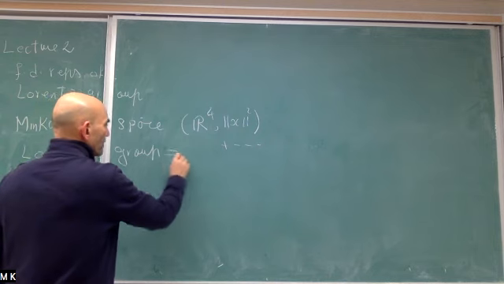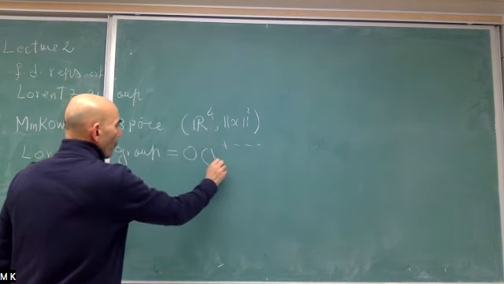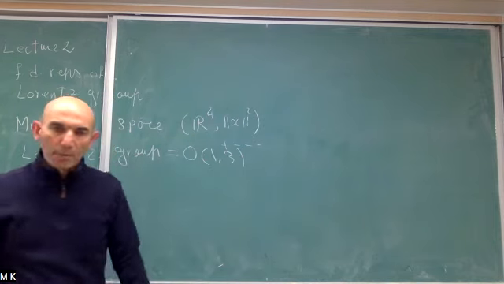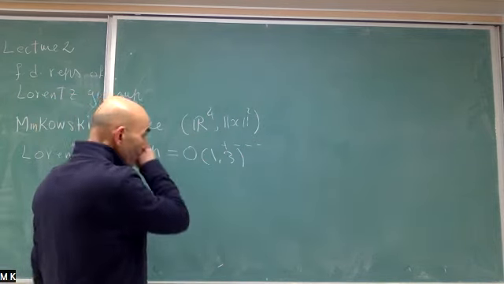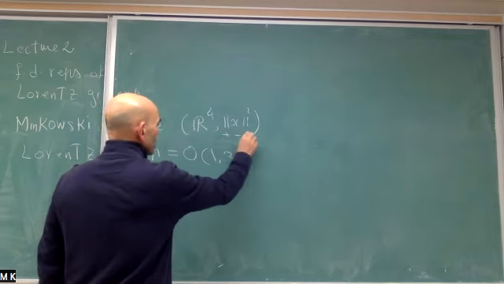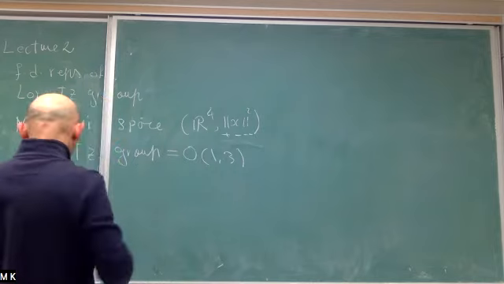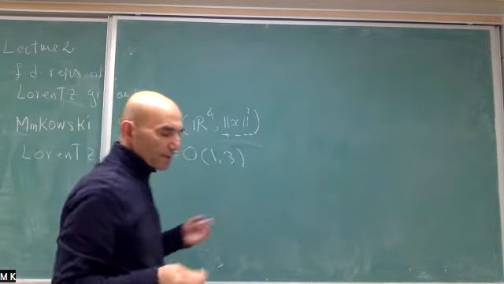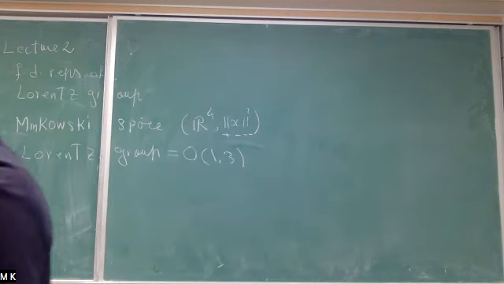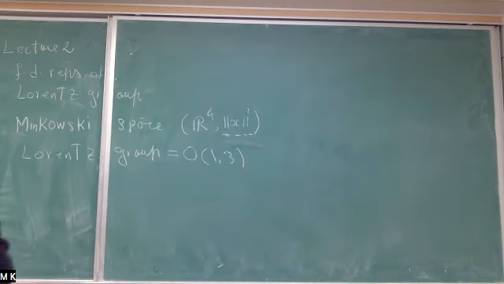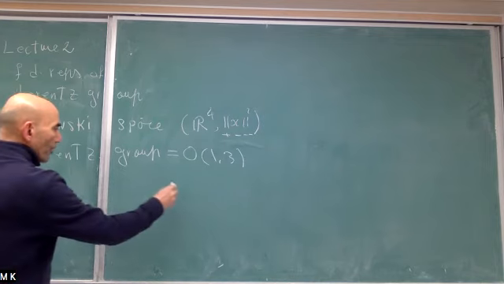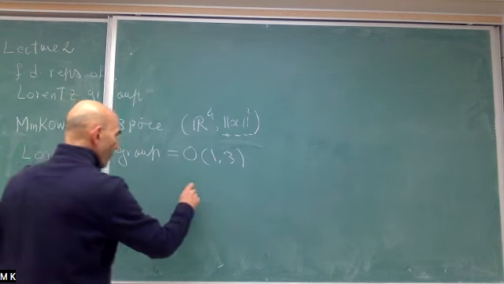Now let's fix the notation. The notation is O(1,3), where O is orthogonal, for isometries of this quadratic form. We saw that it's a 6-dimensional real Lie group. I also mentioned that it has 4 connected components.